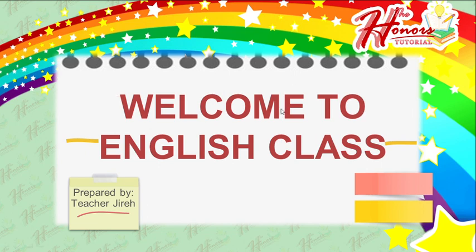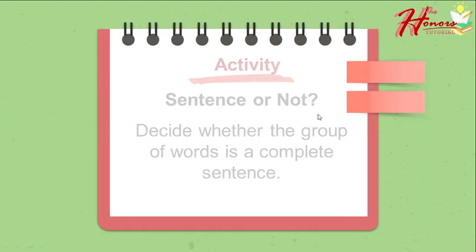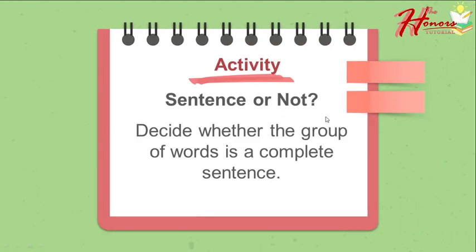So if you watched the video last time, we tackled the sentence and the four different kinds of sentences. Before we move on to our next topic, let's have a short activity first. The title of our activity is Sentence or Not. You're going to decide whether the group of words is a complete sentence or not. Are you ready? Let's start.